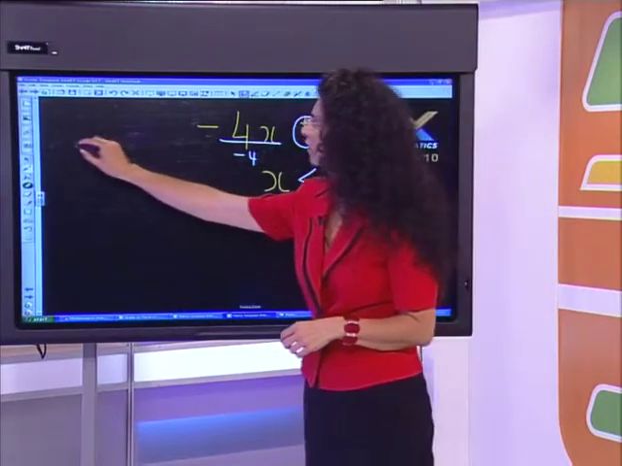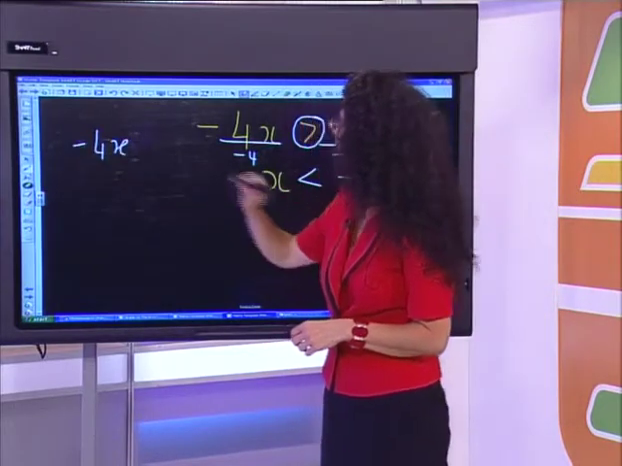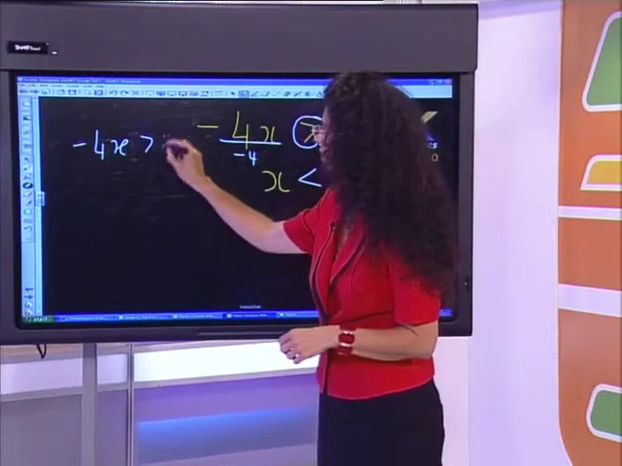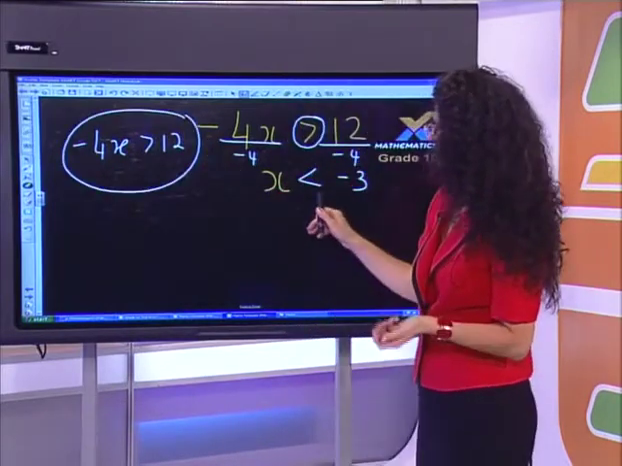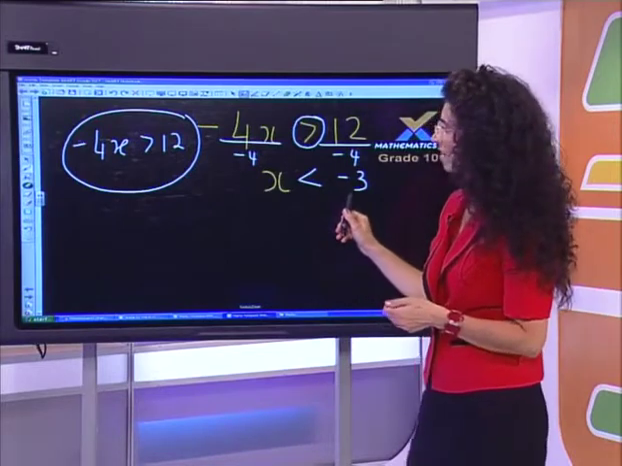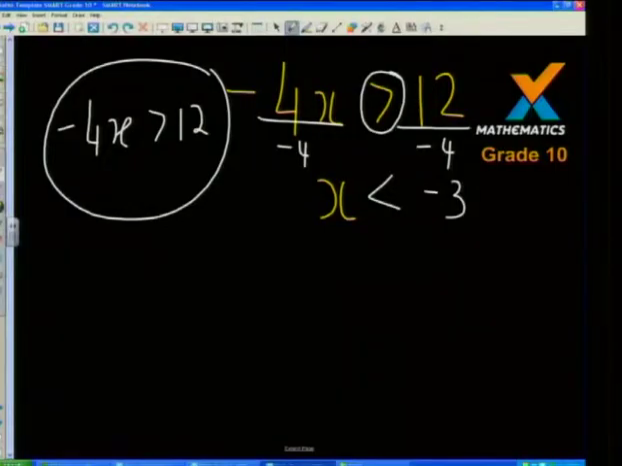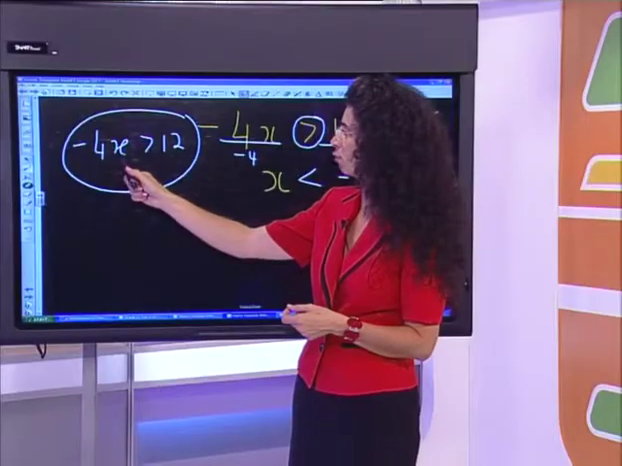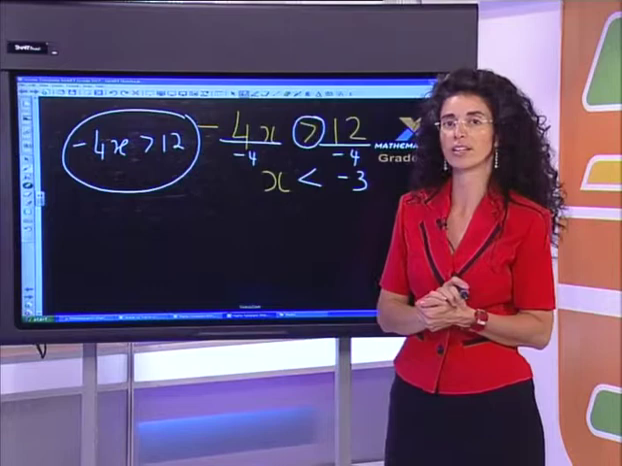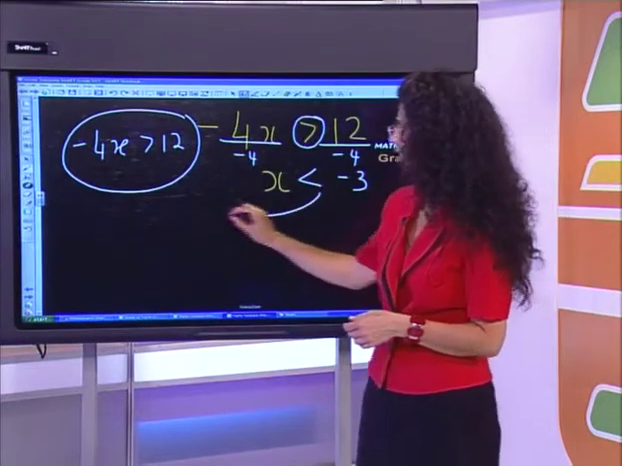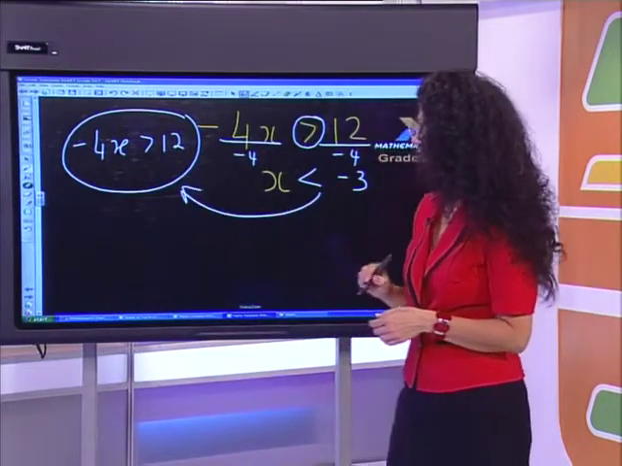So if we now look on the left here, -4x greater than 12, which values will make that true? We say anything smaller than -3 will satisfy this inequality. So a -4, for example, times a -4 will give me 16, and 16 is bigger than 12. So therefore, it satisfies that inequality. So this set is the solution set for that.